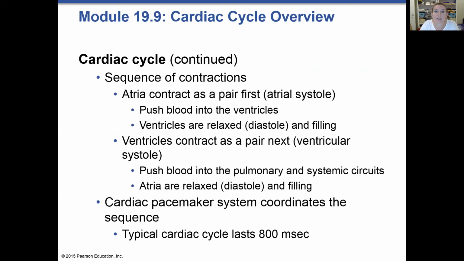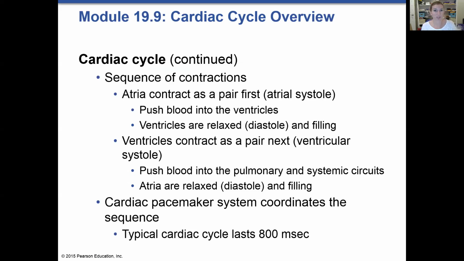So it is a sequence of these contractions. The ventricles and the atria are contracting throughout this cardiac cycle. The beginning of the cardiac cycle starts with the atria. So the atria contract first. That's atrial systole. This is basically pushing and squeezing the blood down into the ventricles. While that's happening, the ventricles are relaxed. So the ventricles are in diastole.